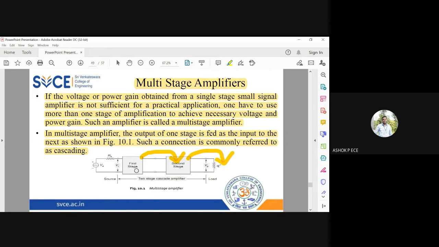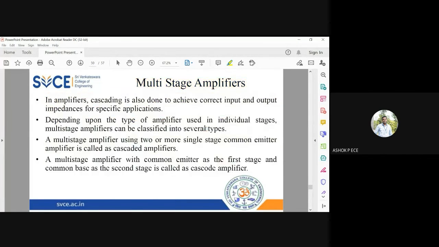You see here, this two-stage amplifier is given in the figure. The first stage will have input voltage and source resistance. At the last stage, I will measure the output voltage across the load. In between, you can have any number of stages to increase your voltage or power gain. Cascading is also done to achieve correct impedances for specific applications. By cascading, the input and output impedance values will also change. So based on the application, I can tune and see what input and output impedance I can get for a specific application. That is also possible using multi-stage amplifiers.